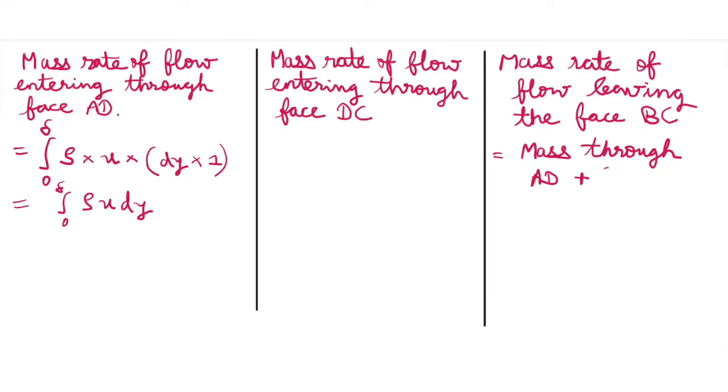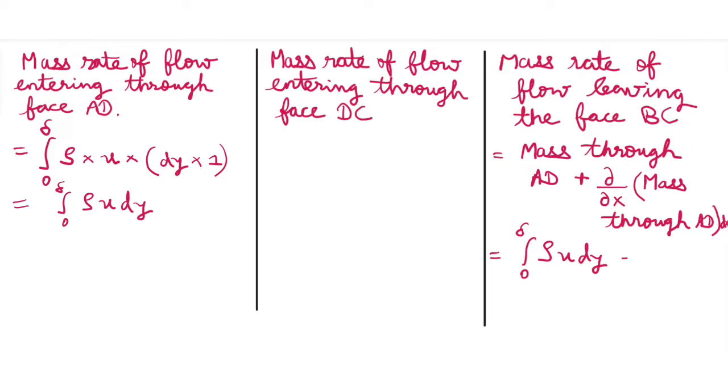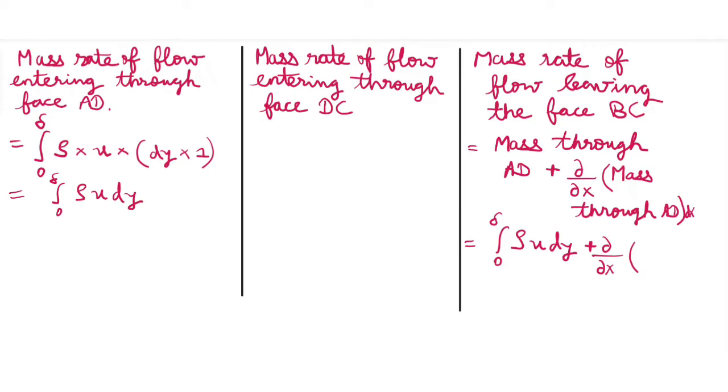तो वो होगा मास थ्रू AD प्लस डेल बाई डेल x मास थ्रू AD इंटू dx, बिकॉज AD से BC तक का डिस्टेंस कितना है, dx जितना. That is why we took the partial derivative with respect to x, del by del x of mass through AD into dx. So we have this integration 0 to delta rho u dy plus del by del x integration 0 to delta rho u dy into dx.